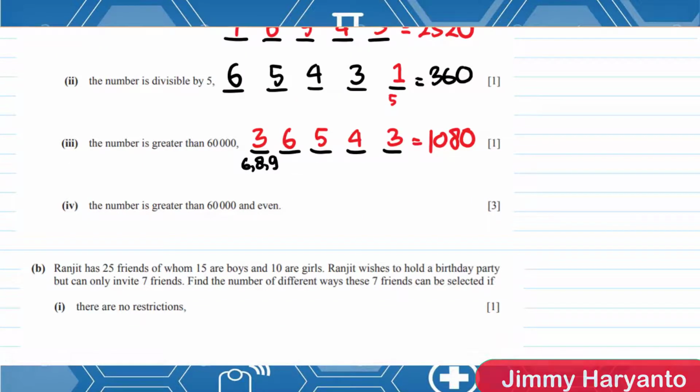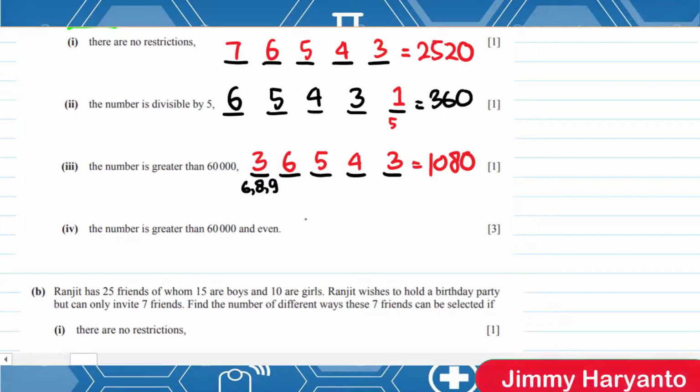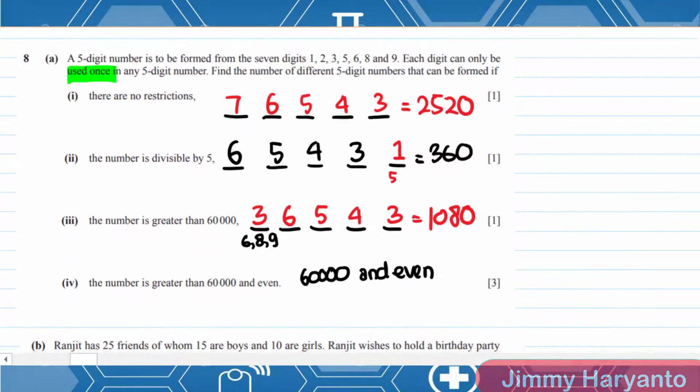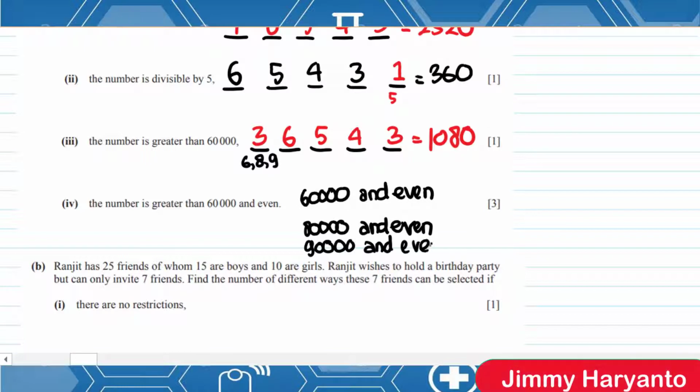Okay, the next is greater than 60,000 and even. That means we have to use the manual way. First is 60,000 and even. And then the second one is 80,000 and even. And then the next is 90,000 and even. So we can separate the condition like this. 60,000 and even, there are 5, 1, 2, 3, 4, 5.